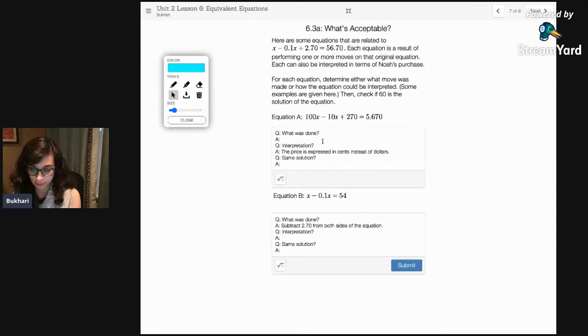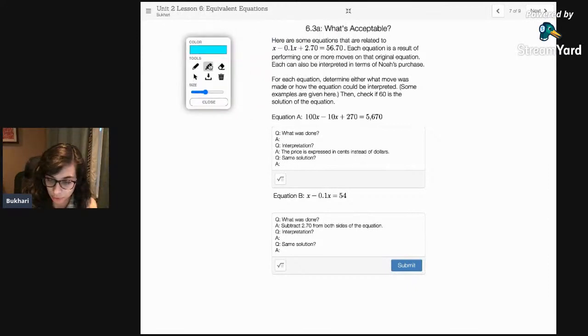For question A, for each equation, you're answering 3 questions. And so when you have your equation A, right, what is done? Here's our original equation. And so what operation has been done so that it looks like this? Right? Did I multiply? Did I divide? Did I subtract? Did I add something? Right? See what's happening at each point.